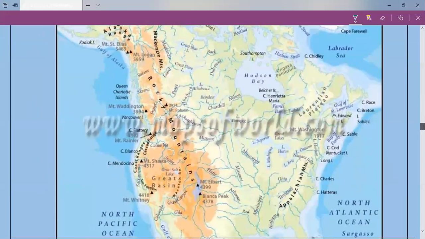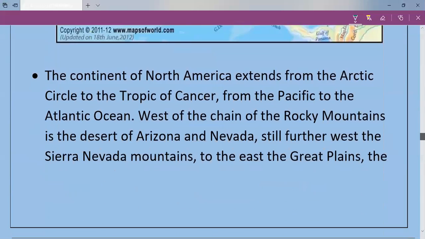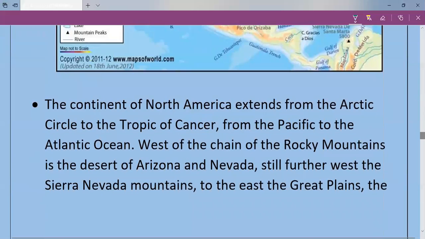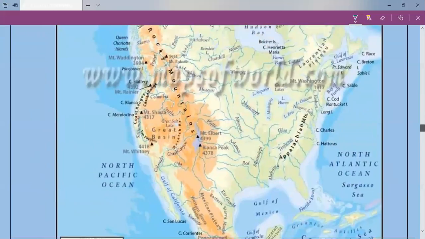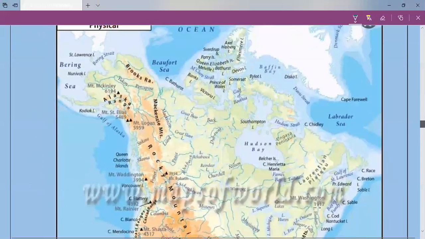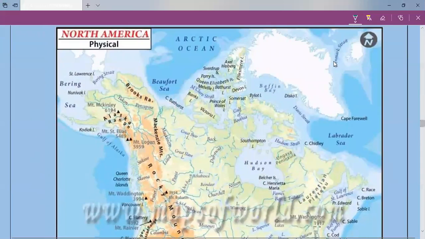North America physical features are also here. Now, the continent of North America extends from the Arctic Circle to the Tropic of Cancer, from the Pacific to the Atlantic Ocean. So, from north to south and from east to west. Okay, so here the Arctic Circle, the extreme northern latitude.